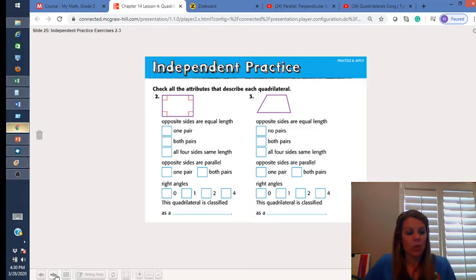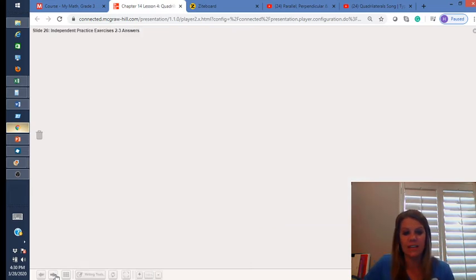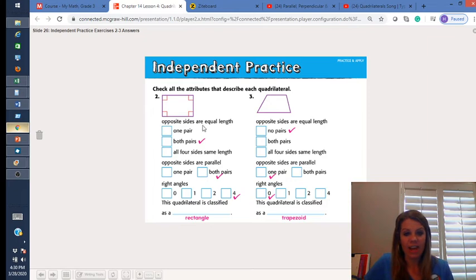All right, when we're looking at this page, let's look at all of the attributes that are described in each quadrilateral. So look at your page and let's see what you did. You should have that opposite sides are equal in length. How many are there? You have this pair and this pair. Both pairs have opposite sides that are equal in length, right? Opposite sides are parallel. Well, both pairs, these 2 are parallel and these 2 are parallel. How many right angles? 4. So this is classified as a rectangle.